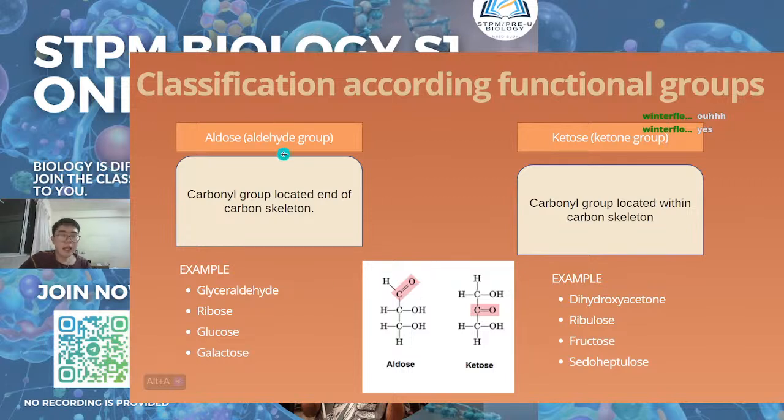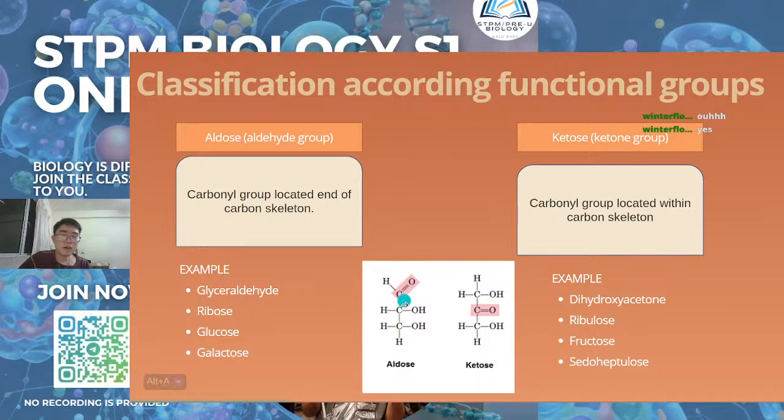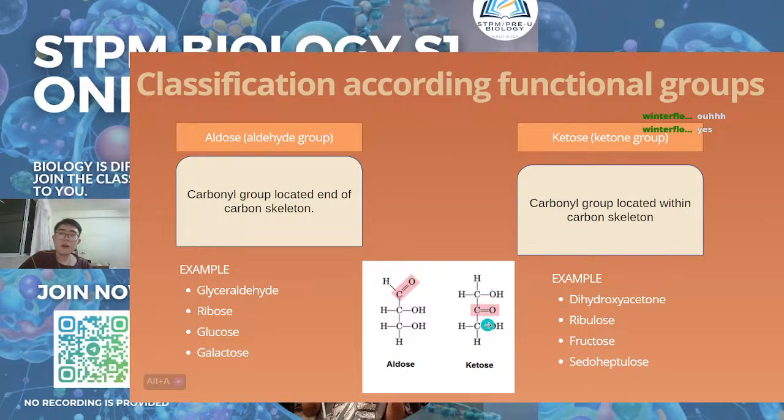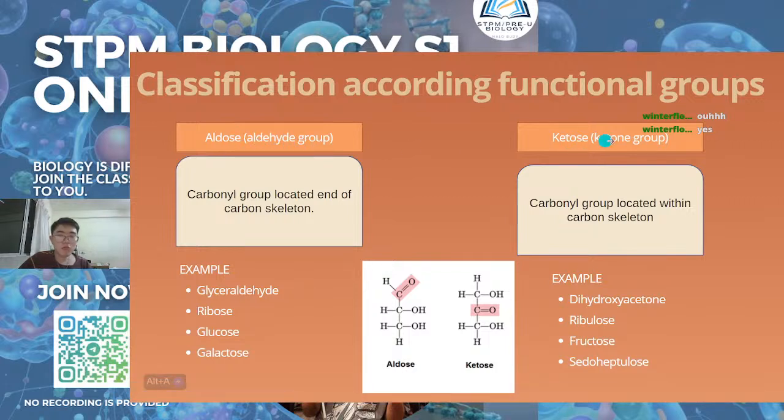For aldehyde, which is called aldose sugar, the carbonyl group is at the end of the carbon skeleton. So if you see the carbonyl group C double bond O at the end, either here or here. But for ketone group, the C double bond O is within, at the inner side. For C3, or for C4 it can be located at C2 or C3. For C6, it can be located at C2, C3, C4, or C5. So it is either under aldehyde group or ketone group.